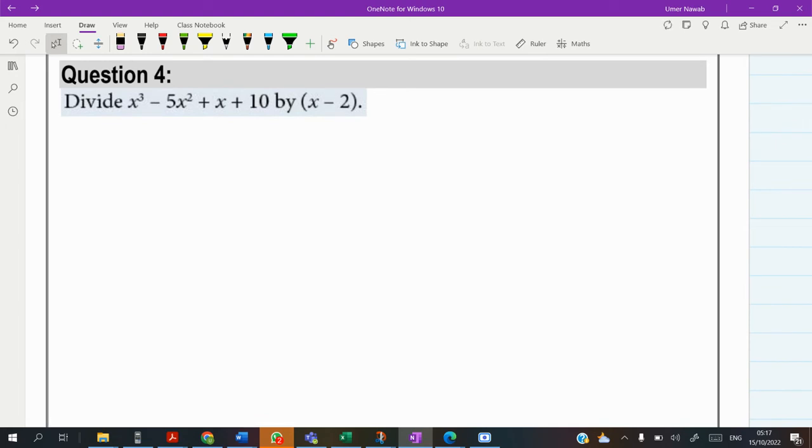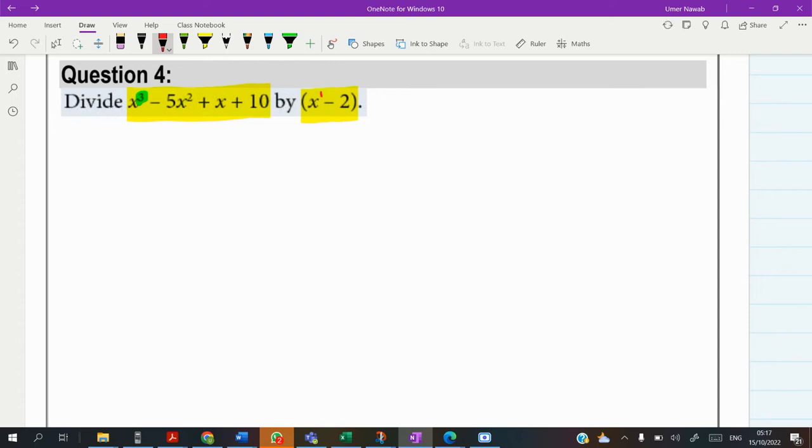Question number 4 is related with the second part of chapter number 1, that is related to polynomial functions. If you see, there is a polynomial whose degree is 3. The maximum power is 3. So the degree 3 polynomial is going to be divided by a linear polynomial because the maximum power of the x is 1. We want to divide them. We have learned the long division method, the comparison technique, and synthetic division to do the division.